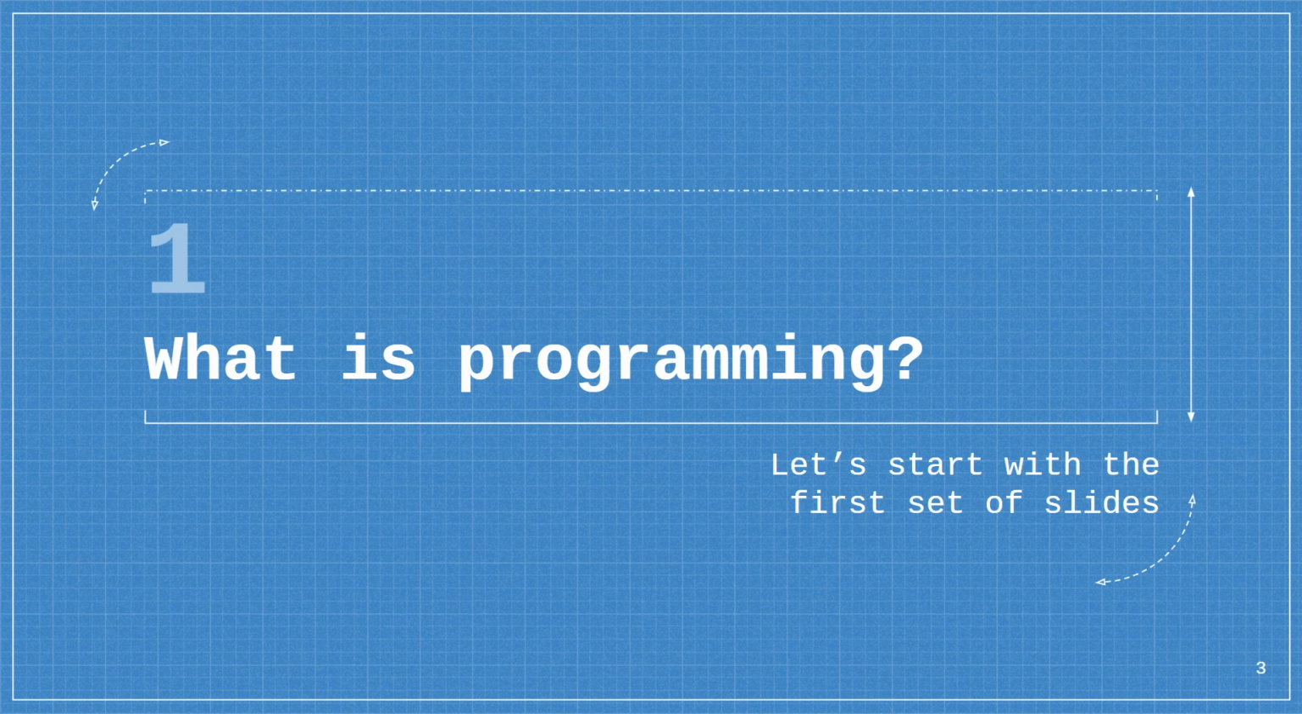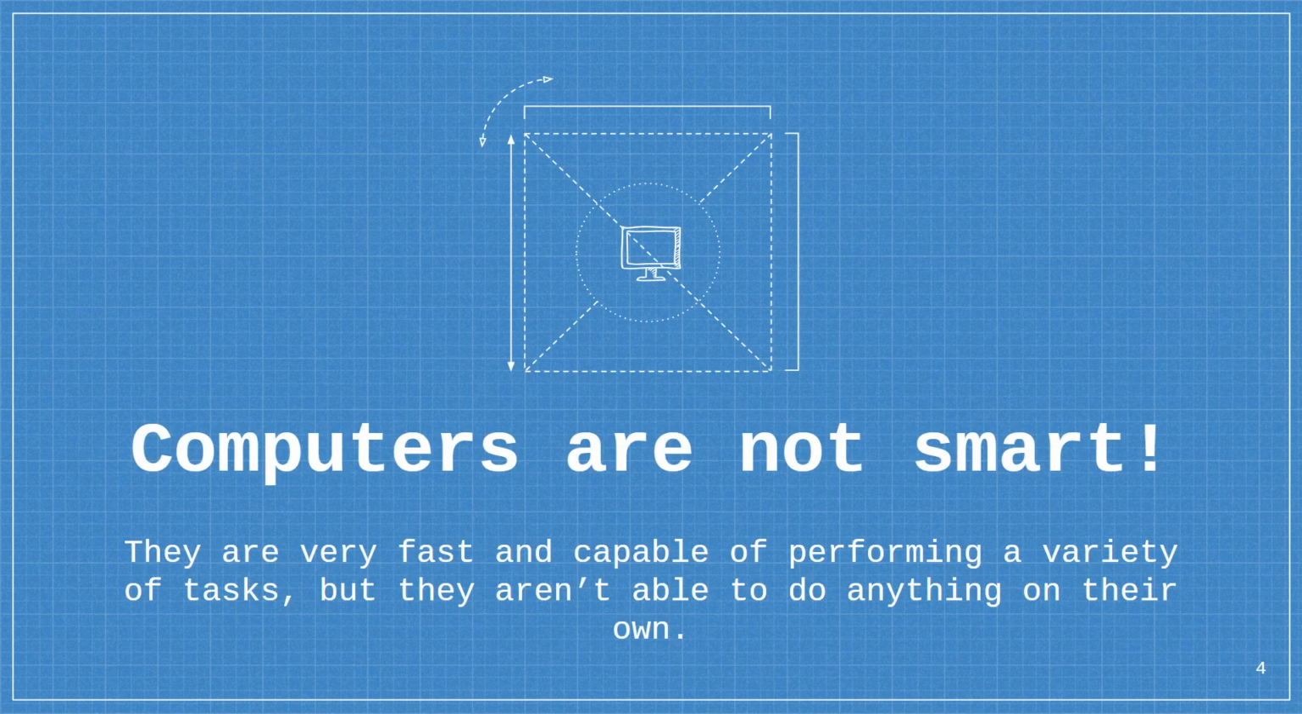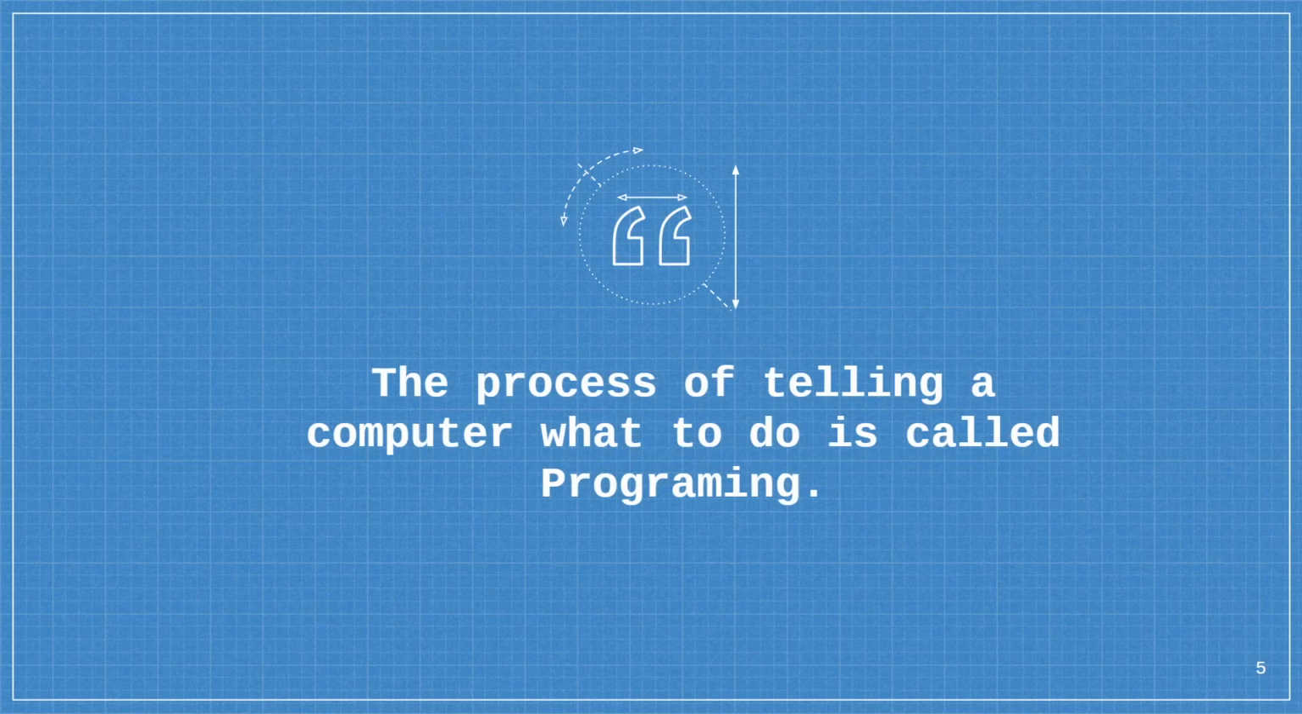Well, if you don't know already, what is programming? Well, computers are not very smart. They are fast and capable of doing many things, but they aren't able to do anything on their own. So how do we tell a computer what to do? Well, the process of telling a computer what to do is called programming. In other words, humans can communicate with the computer through programming.